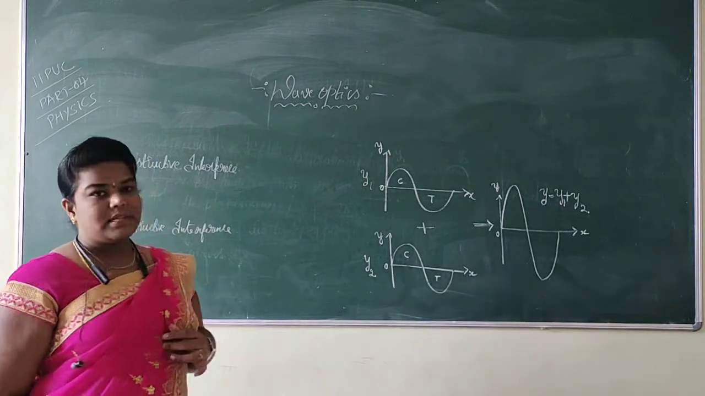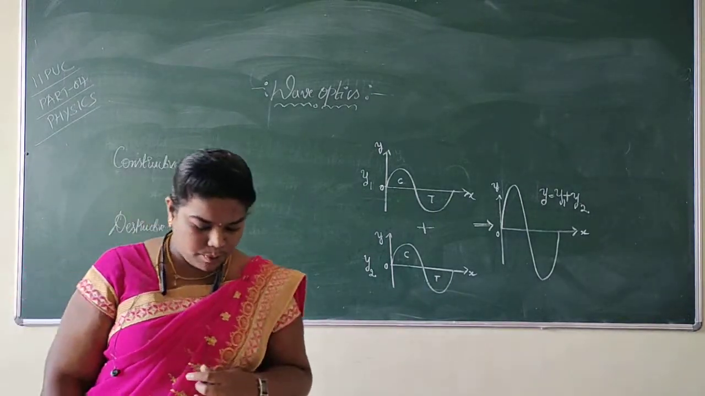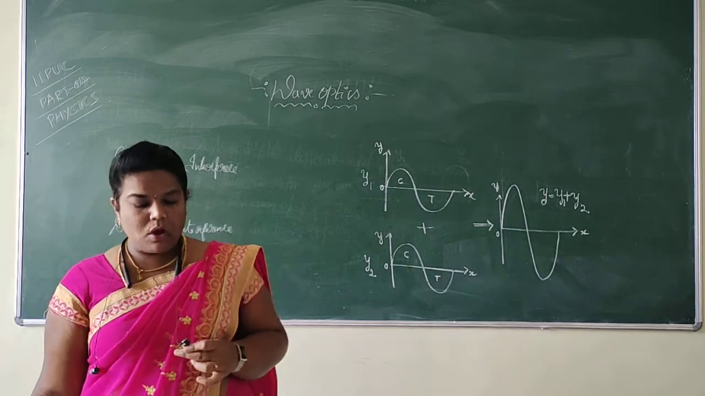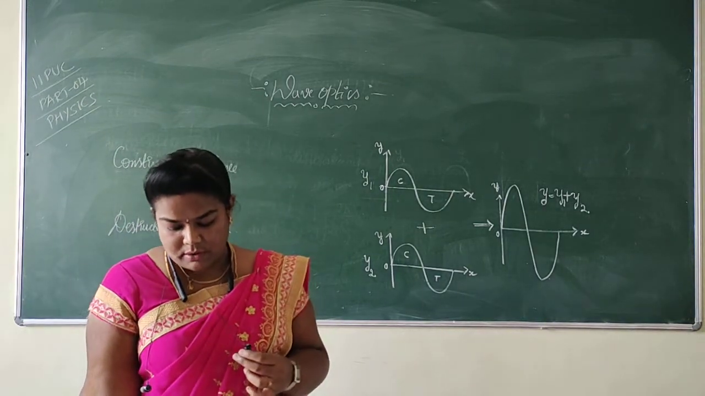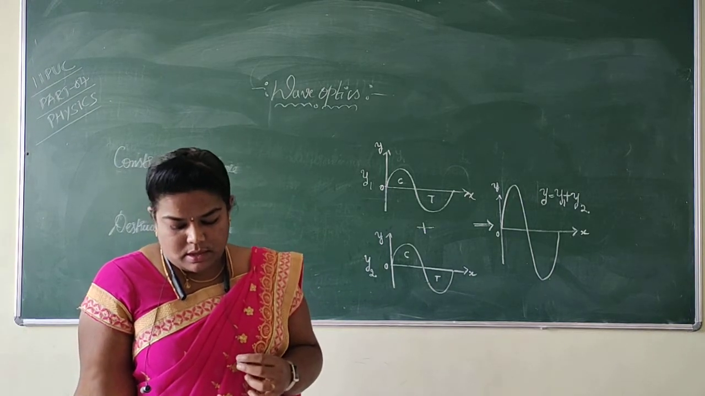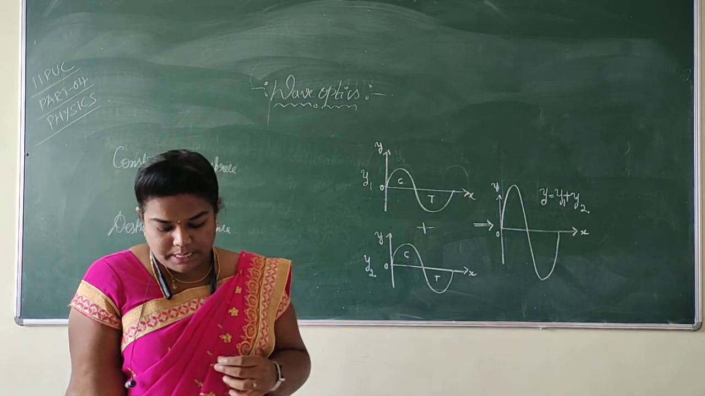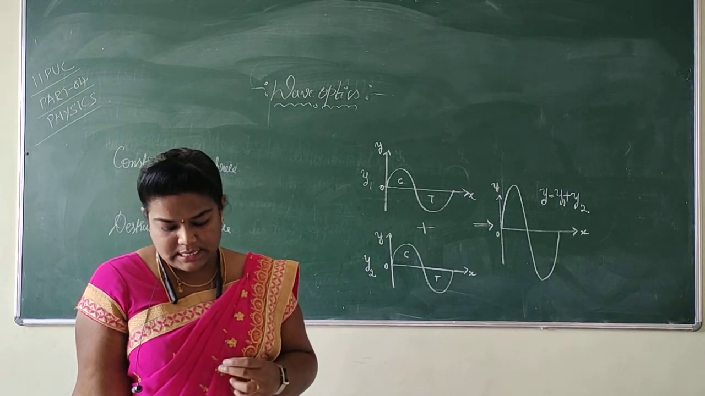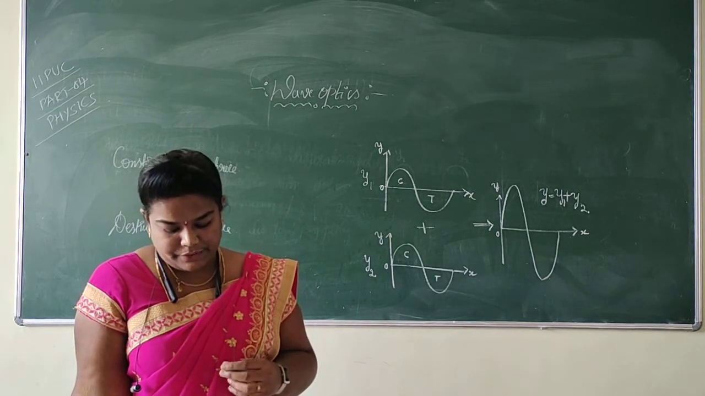So take down that constructive interference, take down the sentence also. When the crest of one wave falls on the crest of another wave, or a trough falls on the trough of the other, the displacements get added, called constructive interference.